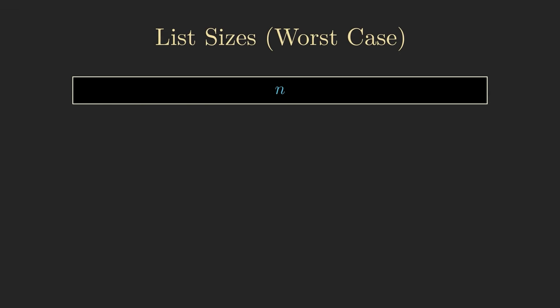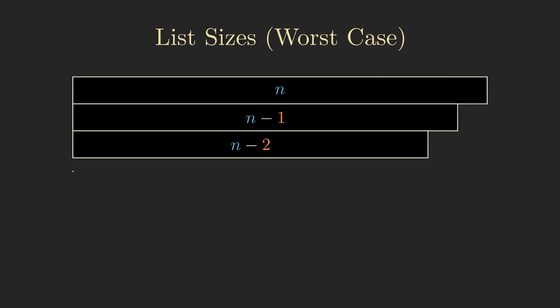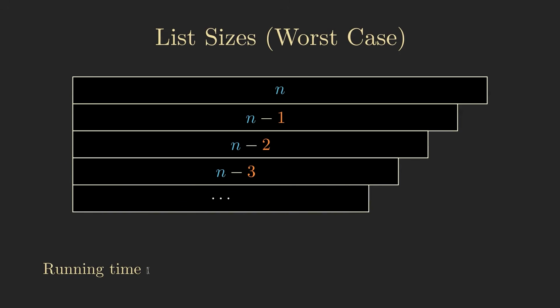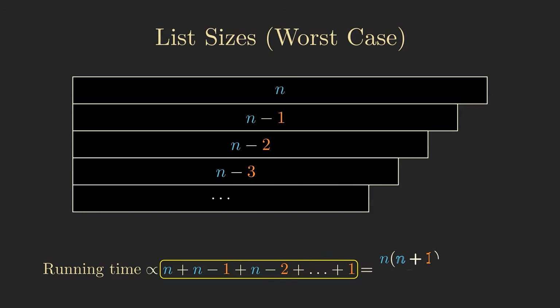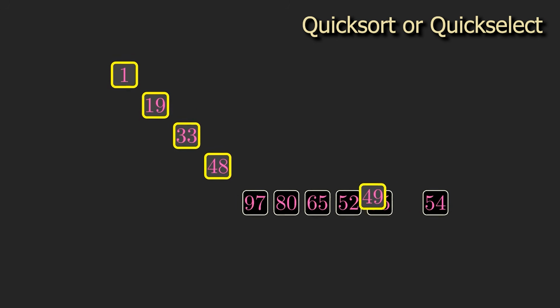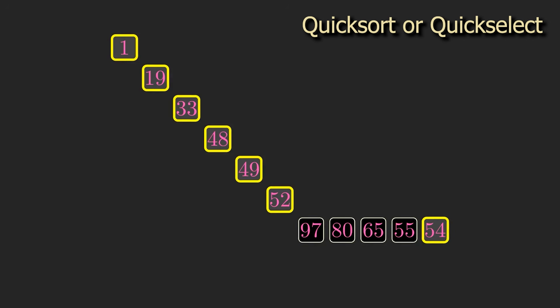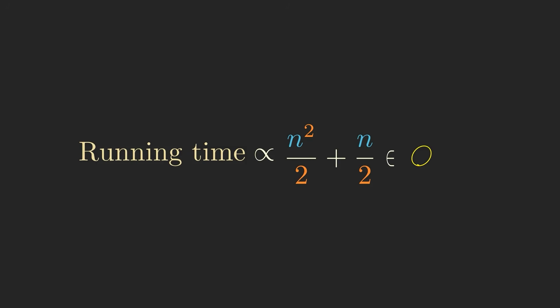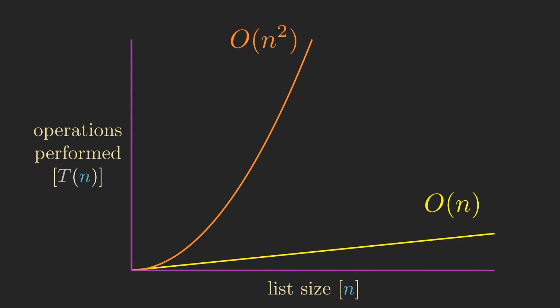Then the sizes of the lists would only decrease by 1 at each step, meaning the total work would be proportional to n plus n minus 1 plus n minus 2, etc., down to 1. It can be proven that this sum equals n times (n plus 1) over 2, which grows proportionally to n squared. And this could happen in either Quicksort or Quickselect, so the worst case running times of both of these algorithms are O of n squared. That's much worse than O of n, and also much worse than O of n log n.